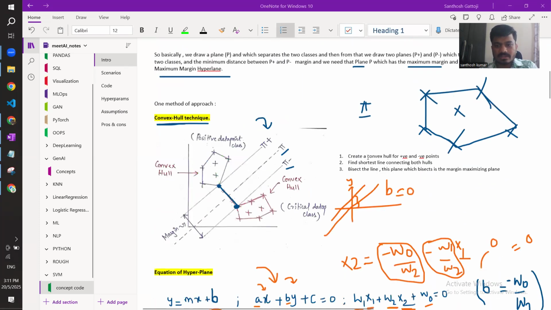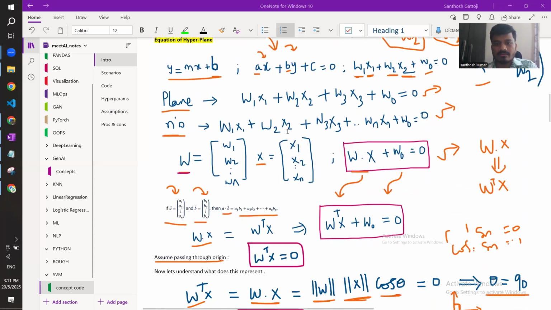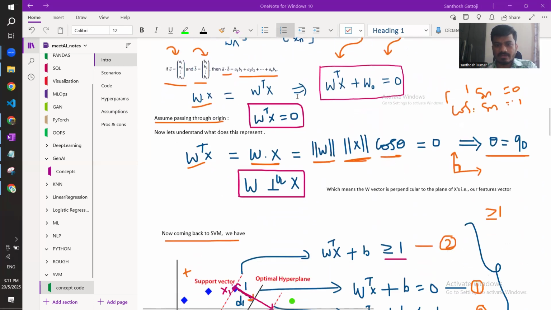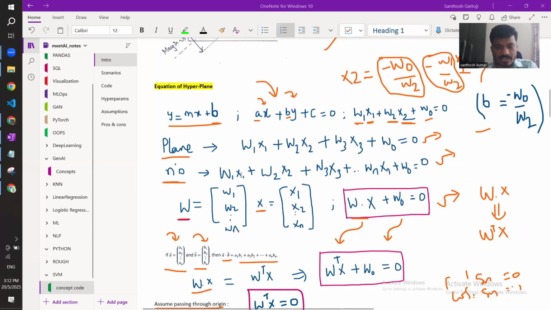Then we have understood the basic equation of a plane, and we saw some vector related stuff, and finally we derived that the equation of a plane will be W transpose X plus W not equal to 0. Now, what are these W's? W's are our coefficients. For example, if your input has two features, then your line equation or plane equation will be W1 x1 plus W2 x2 plus the intercept equal to 0. So for each input feature, you are going to have some coefficient. That means how much that particular feature is contributing, and that is going to be dictated by this coefficient.